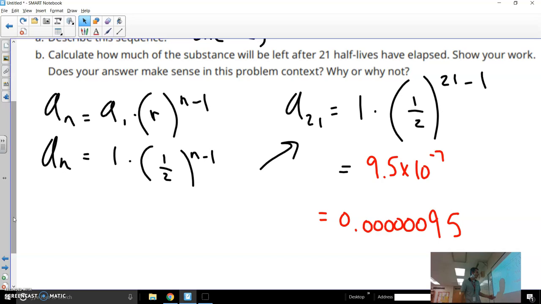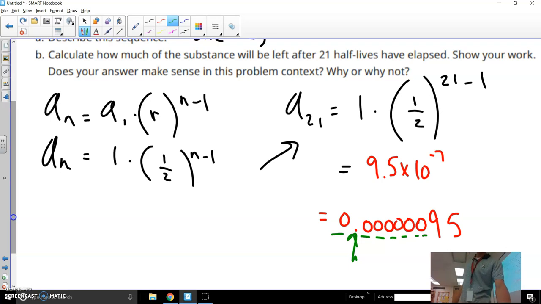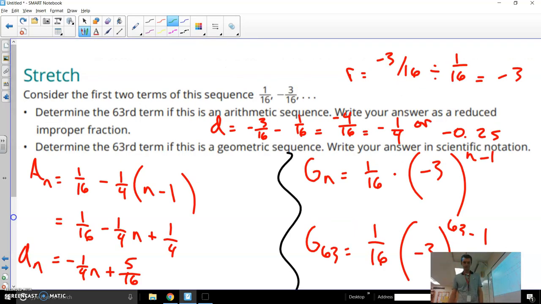0.00000095. Now, one thing that I've kind of developed, that negative 7, 1, 2, 3, 4, 5, 6, 7, that kind of tells you how many zeros there are. You do have to know that that decimal point kind of falls between the first two, but that has really helped me speed up my scientific notation concepts.